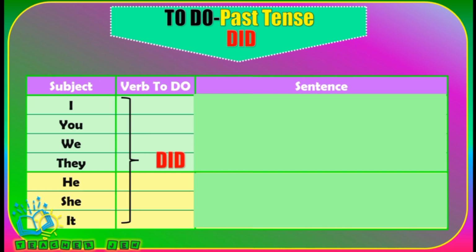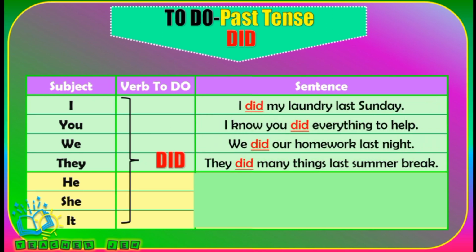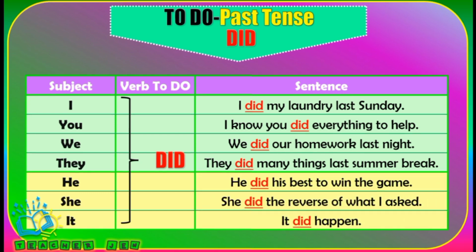For example, I did my laundry last Sunday. I know you did everything to help. We did our homework last night. They did many things last summer break. He did his best to win the game. She did the reverse of what I asked. It did happen.